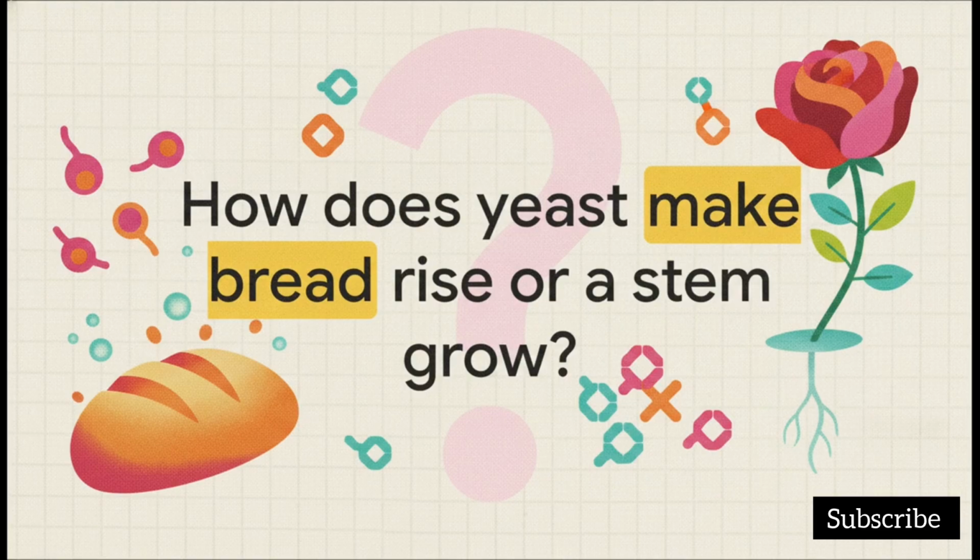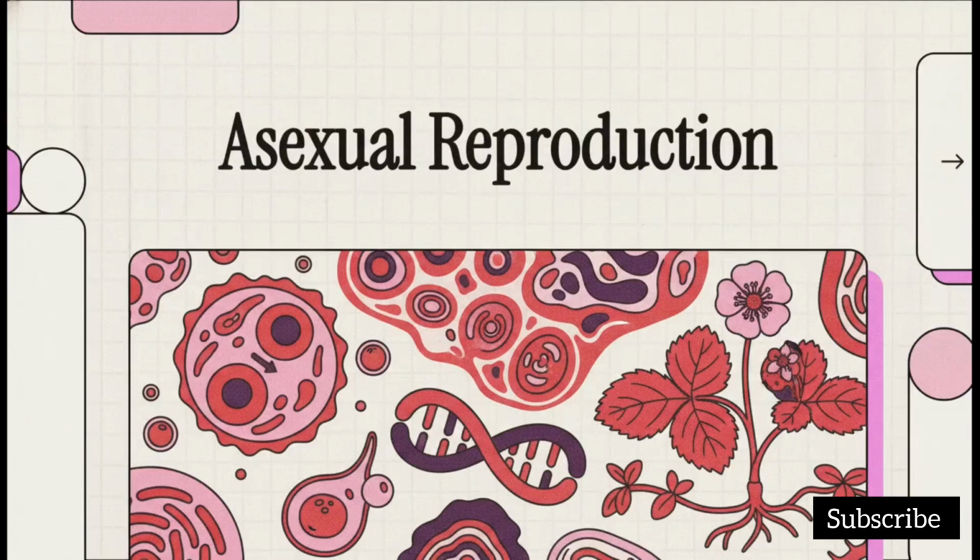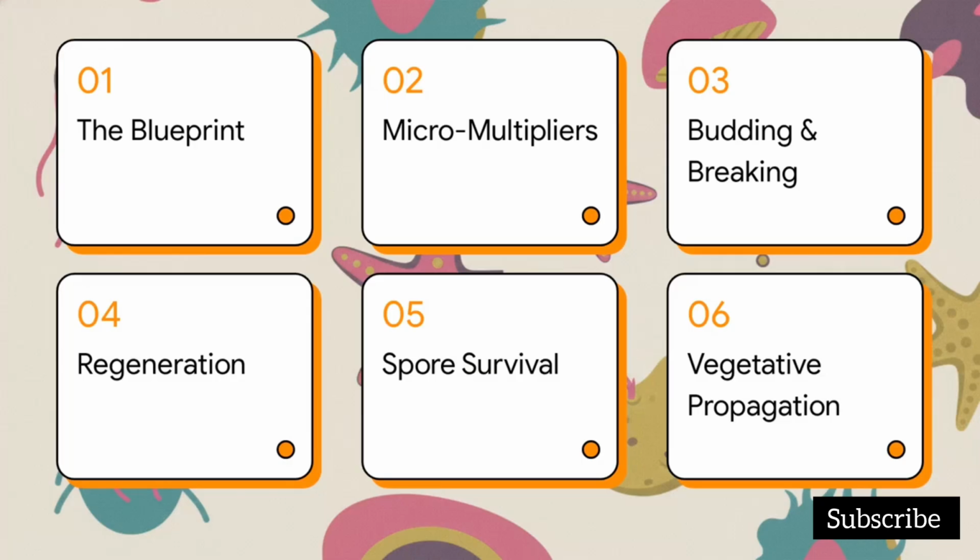Let's understand every single method one by one. So, welcome to our solo survival guide. Today, we're breaking down the fascinating mechanics of asexual reproduction. We're going to explore the whole shebang, from microscopic single-celled life forms to the macroscopic, beautiful plants in our gardens, figuring out exactly how they clone themselves to keep their species alive. Here is our game plan for today. First, the blueprint. Then, micromultipliers, budding and breaking, regeneration, spore survival, and finally, vegetative propagation.